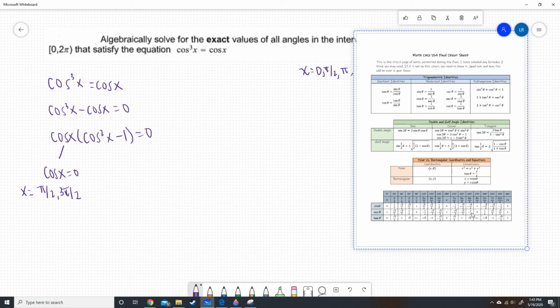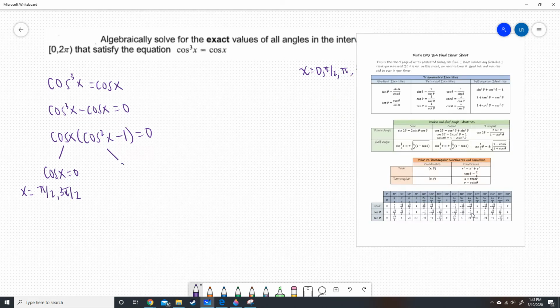Now we need to set our other factor equal to 0 and solve. So we have cosine squared of x minus 1 equals 0. I'm going to add 1. Cosine squared of x equals 1. And then I need to take the square root. The square root of 1 is actually going to be plus or minus 1. So we want to find the positive or the negative 1.